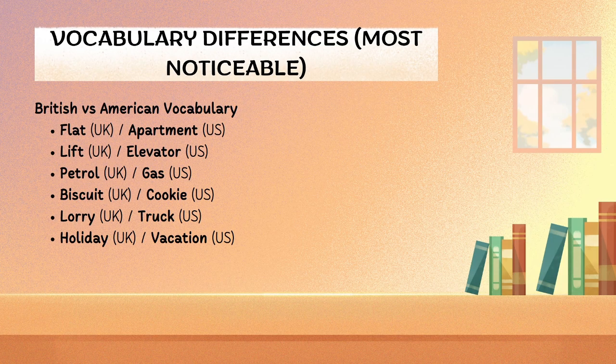So we have some vocabulary differences. This is where learners usually notice the difference first. So we have British and American vocabulary. In the first column, we have the British vocabulary, and in the second column, the American vocabulary. So we have flat, apartment; lift, elevator; petrol, gas; biscuit, cookie; lorry, truck; holiday, vacation.